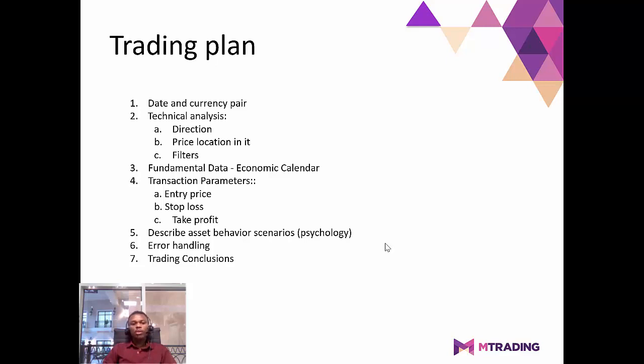Number four is the transaction parameters. You need to record entry price, stop loss, and take profit. And then number five, describe asset behavior scenario. Psychology, like according to you, how do you see the market doing? Is the price going very fast? Do you see high volatility in the market? You need to write down all these things because they are going to help you in the future.